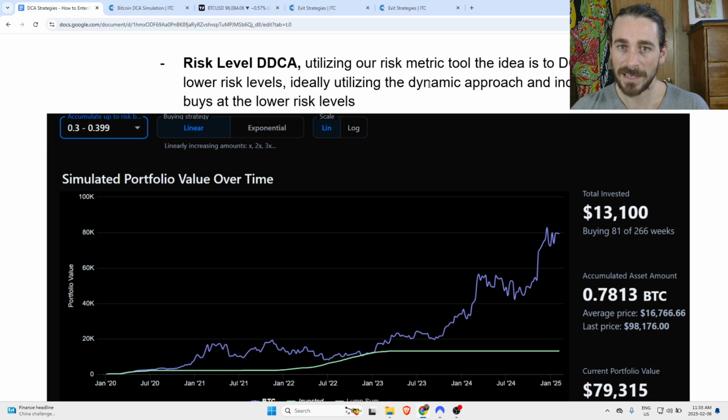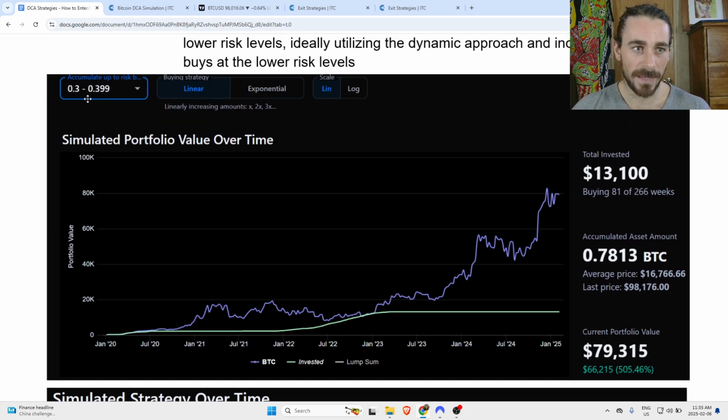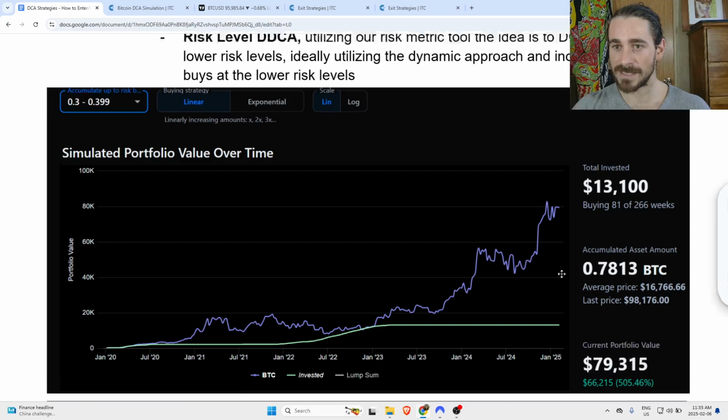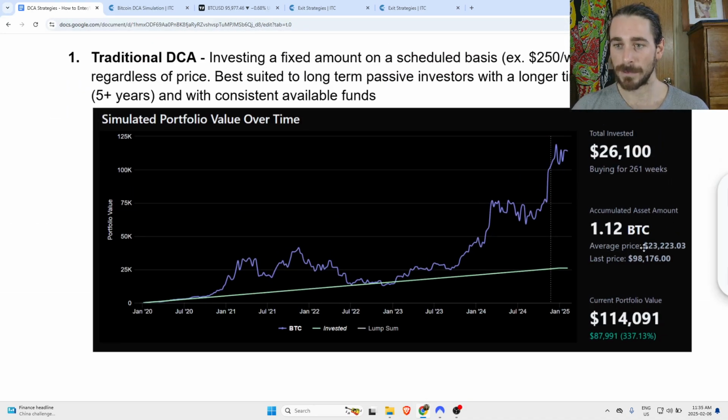But we see here, ideally, we utilize this dynamic approach, increase the buys at lower levels. So you see here, if we were to accumulate up to 0.4 risk level, we're going to invest $13,100. We've accumulated 0.7813 of a Bitcoin. Our average price is 16,000. So look at this average price, 16,766, compared to this average price of 23,000.